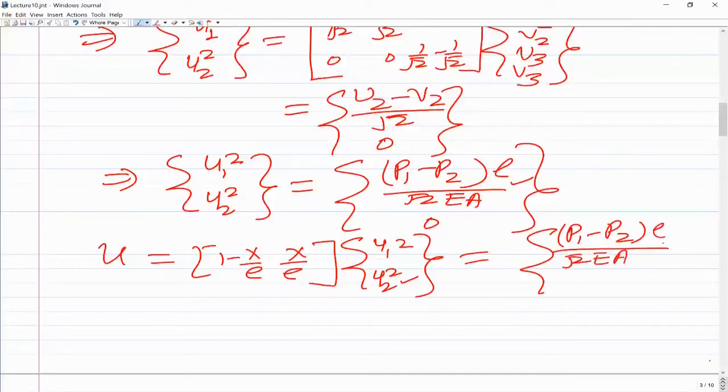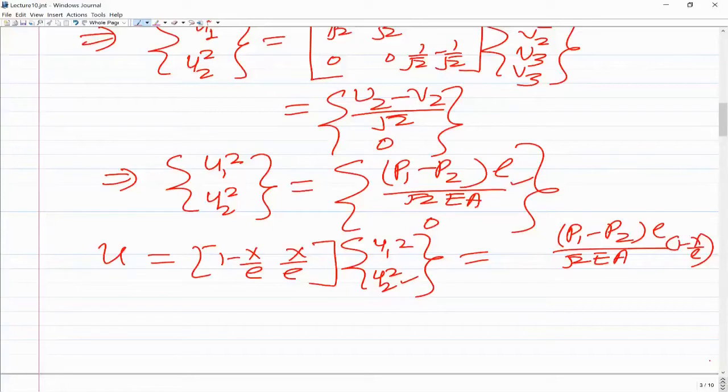This displacement, P1 minus P2 into L upon root 2 into EA, is multiplied by the shape function, which is 1 minus x by L. The second term is only a single number, so after you multiply, that's just a single number. So this is what you get as the displacement. Using this relationship, you can calculate the displacement anywhere within the element.